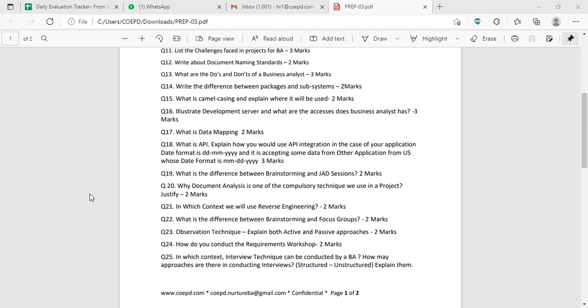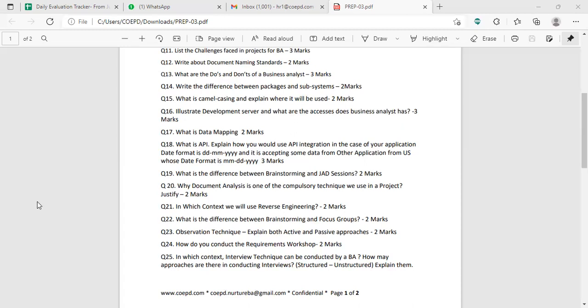elicitation technique. The 22nd question is, what is the difference between brainstorming and focus groups? Again, brainstorming and focus groups are elicitation techniques. Please explain the difference between these two. Then the 23rd is the observation technique, another elicitation technique, and we have two types of observation, active and passive. So you have to explain what active observation and passive observation are.